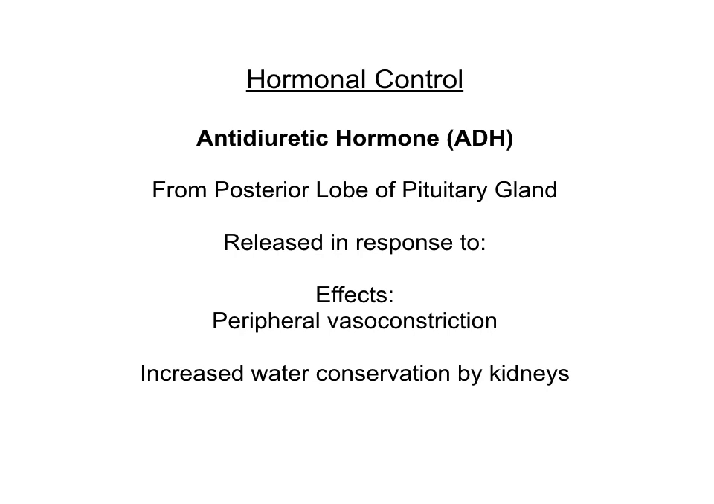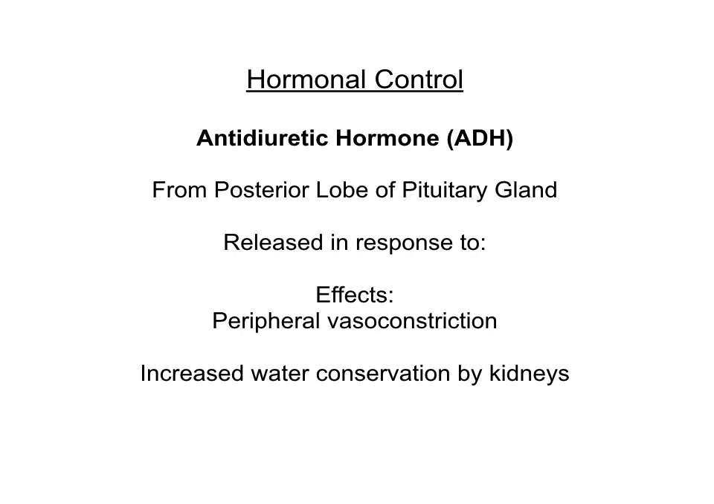Hormonal control is going to help provide short-term and long-term regulation. The first hormone I want to mention is called antidiuretic hormone, which is abbreviated ADH. ADH is produced by the hypothalamus, but it's stored and released from the posterior lobe of your pituitary gland.